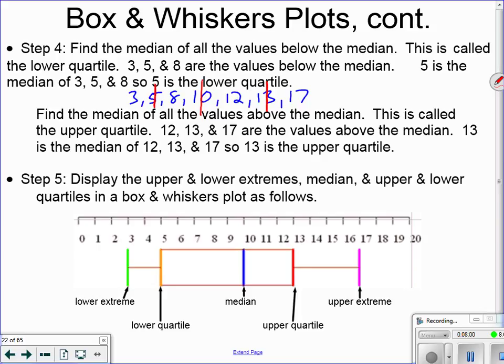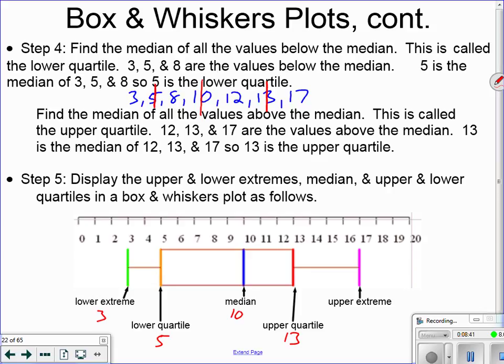So now what we need to do is display this on a number line and make our box and whiskers plot. So your lower extreme, okay, our lower extreme was 3. So as you can see on the graph here, on the plot, we've got a line under the 3. Our lower quartile we found to be 5, so we've got a line right below the 5 on the number line. Our median was 10, and there we are right below the 10 on the number line. Our upper quartile was 13.